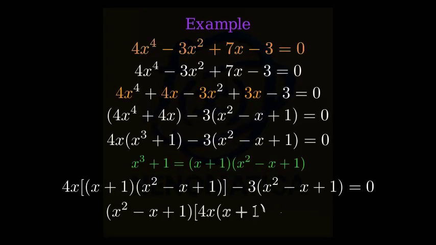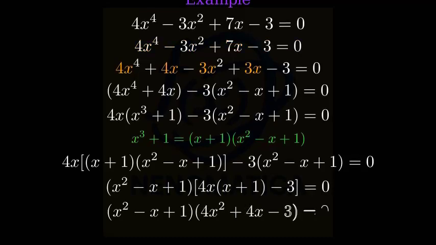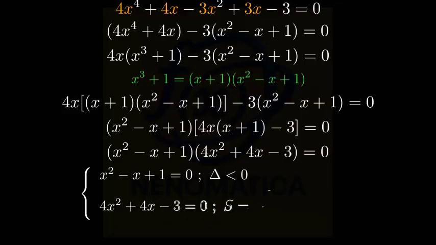Step 6. Now the binomial x squared minus x plus 1 is common. Factor it out. Step 7. Expand the bracket to obtain a simple quadratic factor. Step 8. Analyze each factor exactly as in the solution text. The quadratic x squared minus x plus 1 has discriminant less than 0, so no real roots.